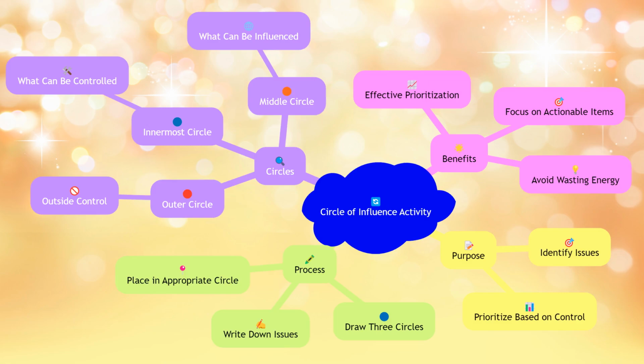The Circle of Influence activity helps teams to identify and prioritize issues based on their level of control. Participants draw 3 concentric circles. The innermost circle represents what they can control. The middle circle represents what they can influence, and the outer circle represents what is outside their control. Team members write down issues and place them in the appropriate circle. This activity helps teams to focus on actionable items and avoid wasting energy on things they cannot change. The Circle of Influence activity is a powerful tool for prioritizing and managing issues.